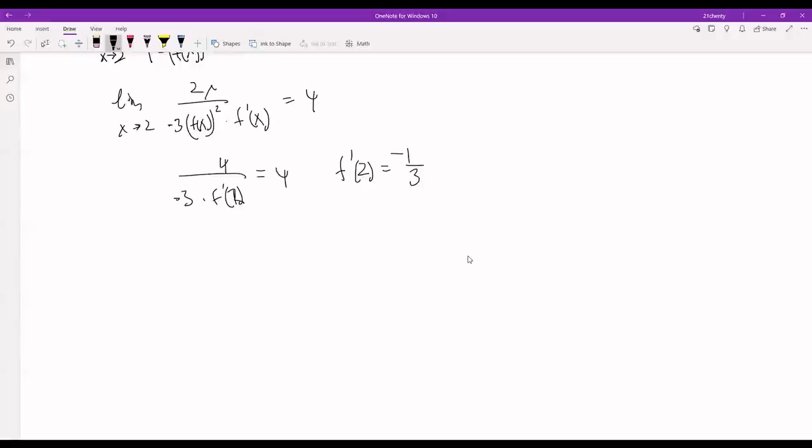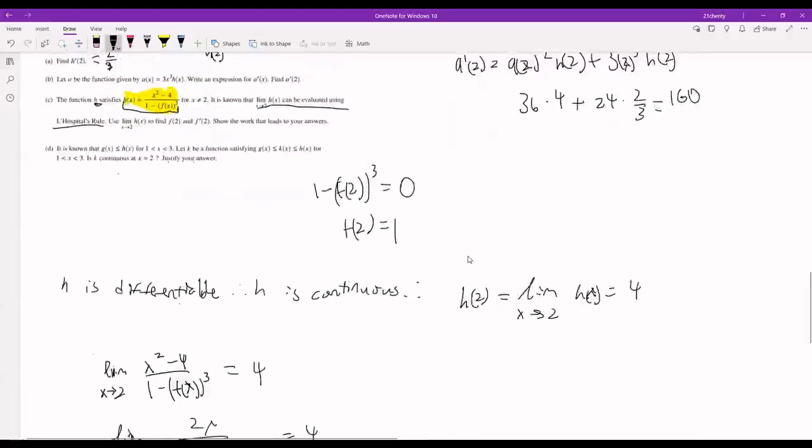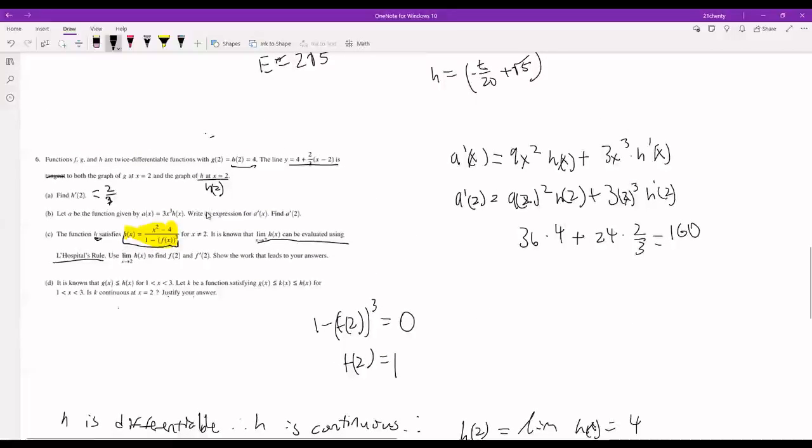This one you have to justify your answer, so there's a bit of writing involved. It is known that g of x is less than h of x, which just means that the output of g is always less than the output of h on this interval. Now let k be the function satisfying this on the same interval. Is k continuous at x equals 2?